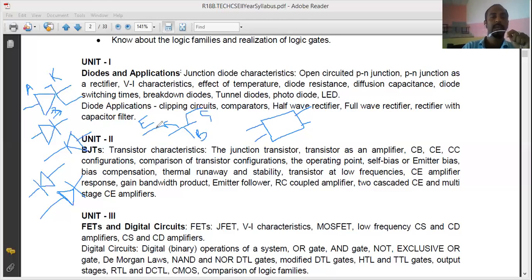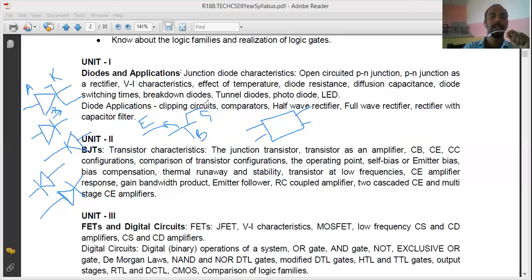Similarly, if I'm making the emitter a common, and I will be applying input between base and emitter, and taking the output between the collector and emitter, then I call it the CE configuration, that is common emitter configuration.